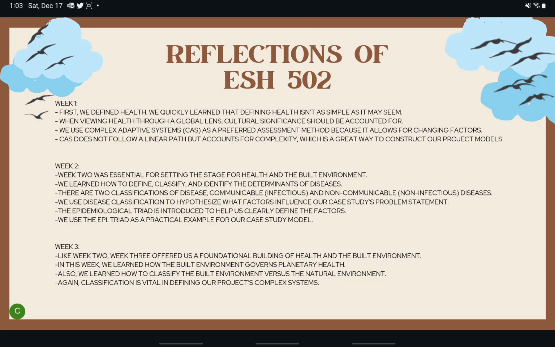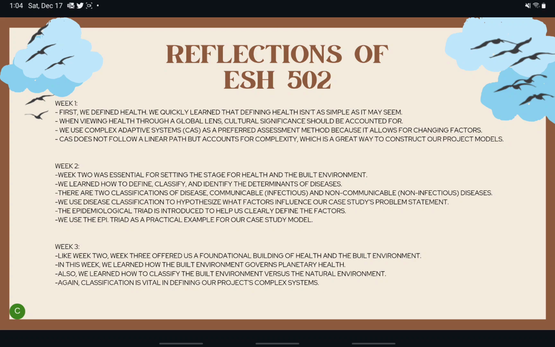Week 2. Week 2 was essential for setting the stage for health in the built environment. We learned how to define, classify, and identify the determinants of diseases. There are two classifications of diseases: communicable, infectious, and non communicable, non infectious diseases. We use disease classification to hypothesize what factors influence our case study problem statement. The epitriad is introduced to help us clearly define the factors. We use the epitriad as a practical example for our case study model.